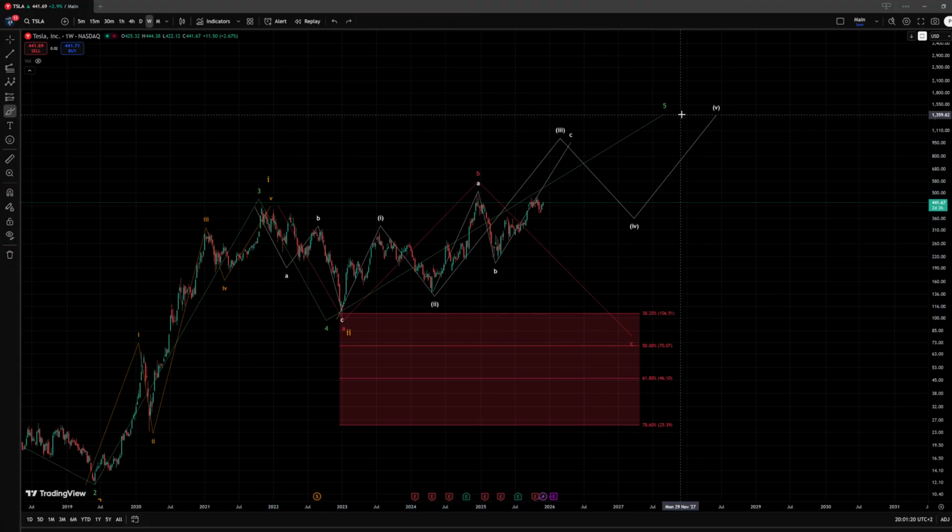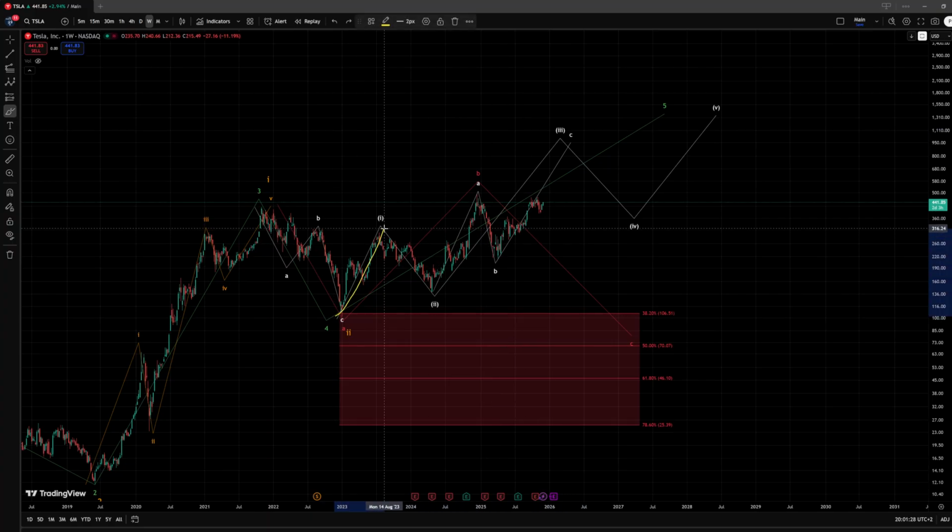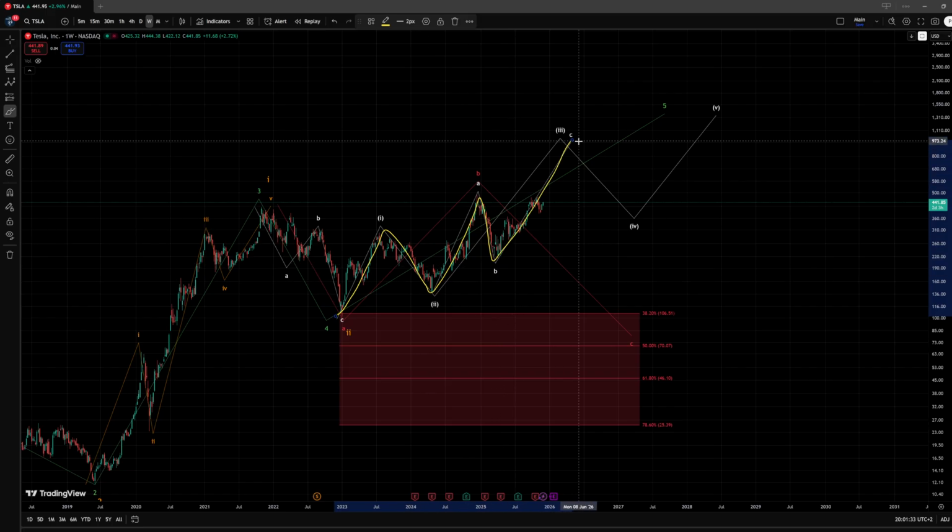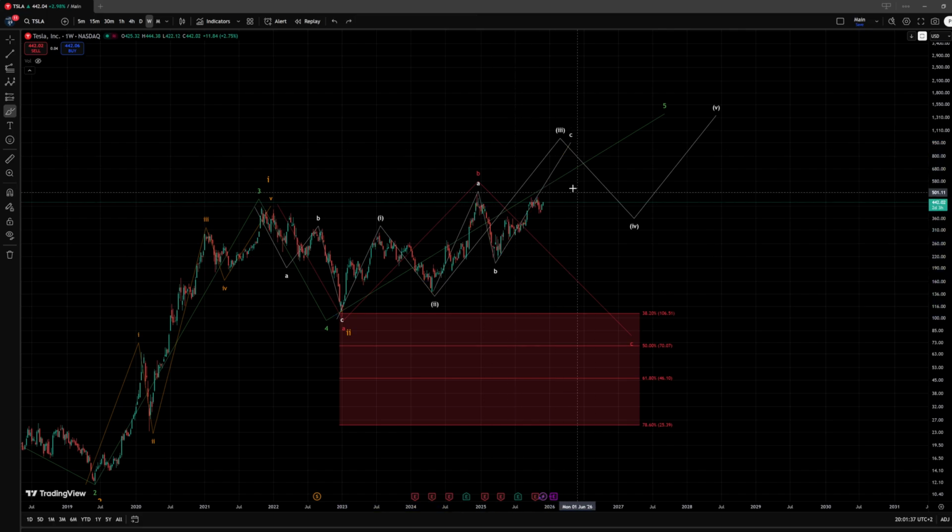Now, in the white scenario, we are tracking this diagonal structure to the upside, and we are looking to still push into a wave C within the larger wave 3. We are tracking here a 1-2 setup, then this would be an A, B, C within the third wave, and right now we would be unfolding the wave C.